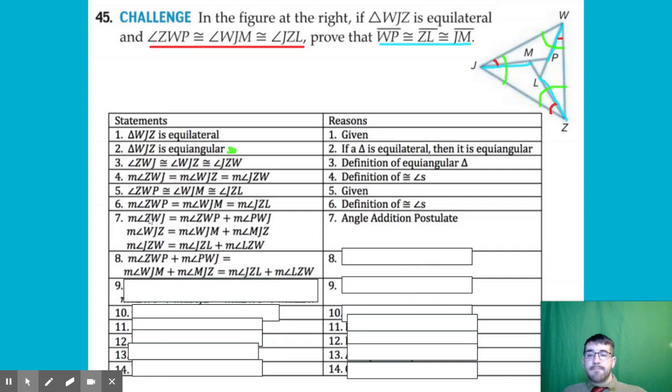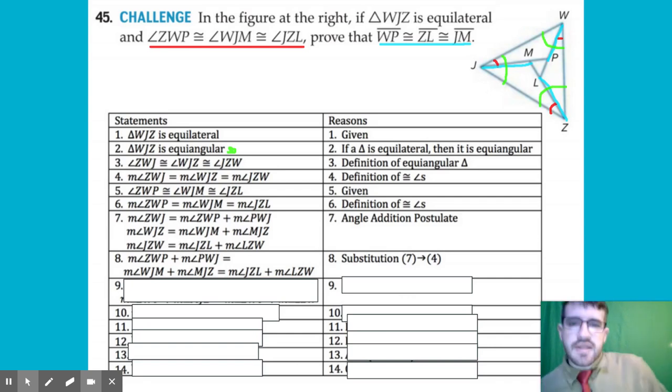We know that these three angles are all congruent and that the measures are equal by step 6. So we can actually set these equations, ZWP plus PWJ and WJM, MJZ, JZL, and LZW equal to one another, because if they equal this and these three are equal, then these equations are all equal to one another. And we do that by substitution. We stated it in statement 4 that the measures are equal. And now we're just manipulating the equations. We're doing a little bit of algebra here, some substitution.